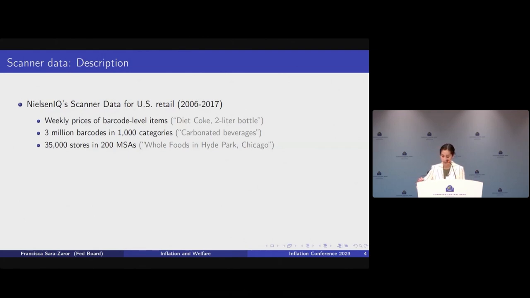Let me tell you a little bit about the data. The data that I use is Nielsen's IQ scanner data for the US retail. And I already said that the period is between 2006 and 2017. So in this data set, what we can observe is weekly prices at the barcode level. This means that we can observe the price of a 2-liter bottle of Diet Coke. And we can observe around 3 million barcode level items that can be classified into 1,000 categories, for example, carbonated beverages in the case of Diet Coke. And these 3 million barcodes are sold by over 35,000 stores in more than 200 metropolitan statistical areas in the US. An example would be the Whole Foods store in Hyde Park, Chicago.